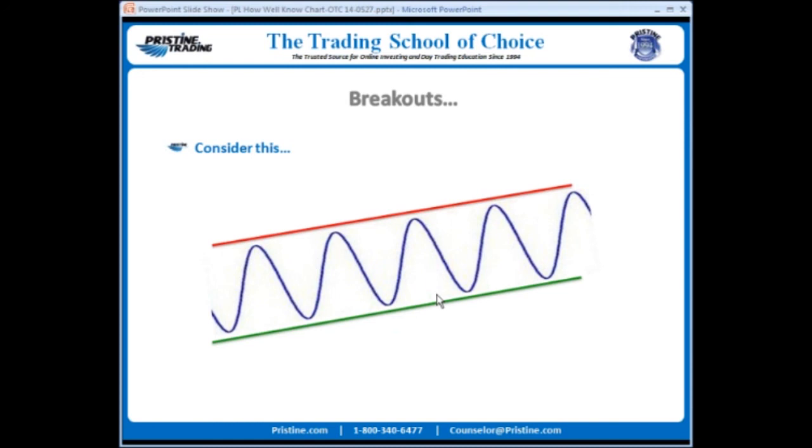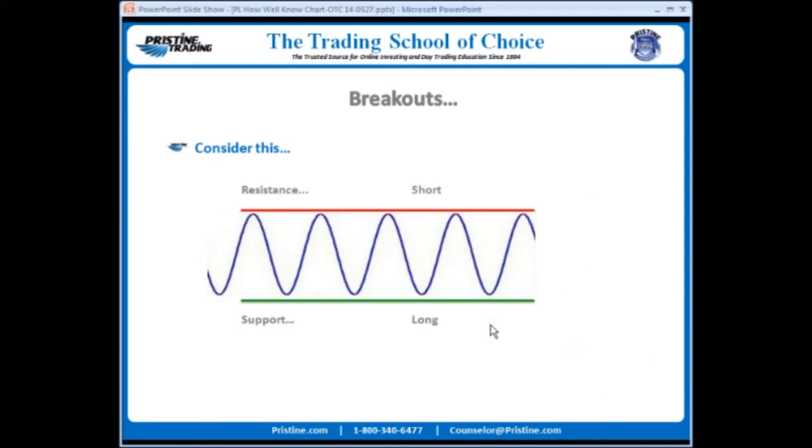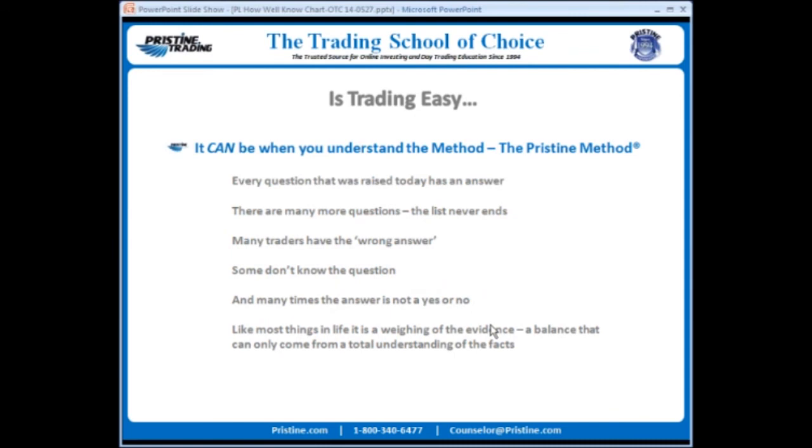So understanding all these differences, guys, again, in 45 minutes, it's very hard to go through everything I like to go through with you. But I want to give you a little sampling of who I am, what Pristine is, what we teach, what we do. And I hope you guys, it's not a breakout. No, it's not a breakout. I hope you guys appreciated what I try to do.